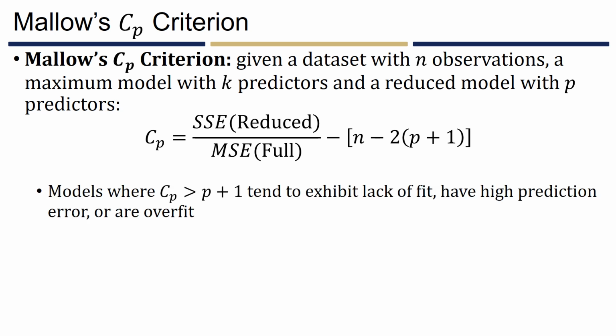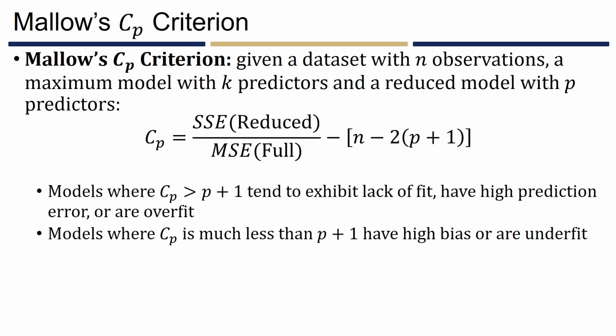Now, Mallows' Cp is compared against p plus 1. If Cp is greater than p plus 1, if Mallows' Cp is greater than the number of predictors in your reduced model plus 1, then that model tends to exhibit lack of fit, and it often has high prediction error, and it could also be overfit. So you are fitting your model very close to the data that you have in your current data set, but if you went to make predictions later on new data that your model has never seen before, then that model would very likely do a poor job at predicting those new observations.